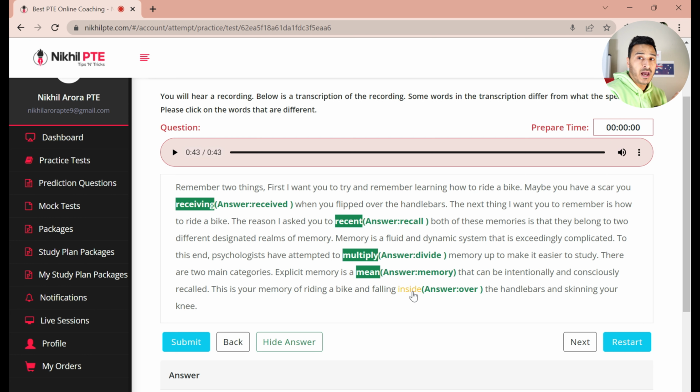Here, you know why I left this one? I was thinking something in my mind. That is the reason I missed this word. Otherwise, I got full marks.